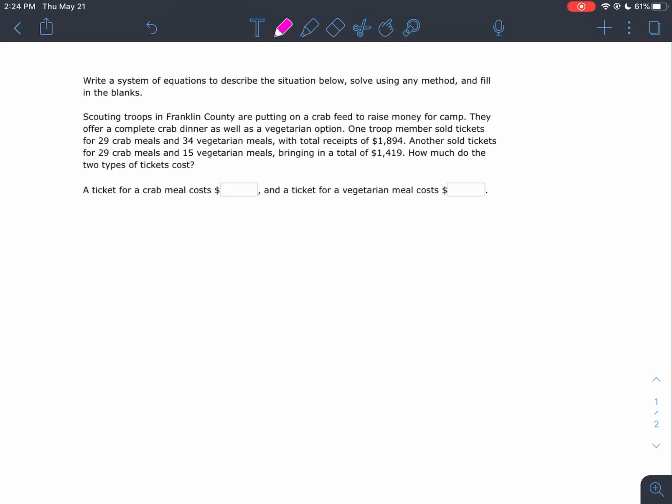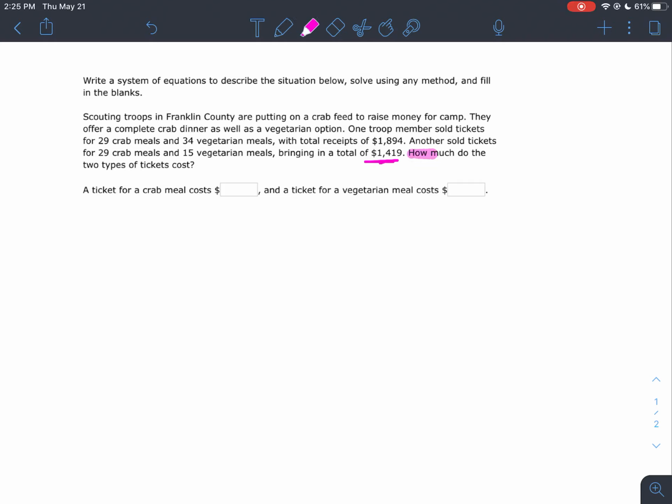One troop member sold tickets for 29 crab meals and 34 vegetarian meals, with total receipts of $1,894. Another sold tickets for 29 crab meals and 15 vegetarian meals, bringing the total up to $1,419. How much do each of the two types of tickets cost?